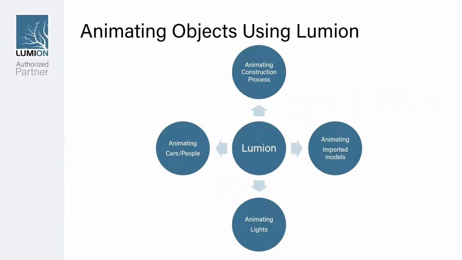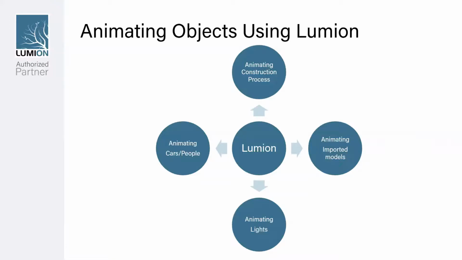So we'll be showing 4 different so-called actions today. So the first part, I will be showing you how to animate the construction process. Right, so let's say you have built up your models in SketchUp or Revit, and then you want to animate how the construction of that building will be done. You can do it in Lumion by animating the imported models. So later I will show you how to do that.